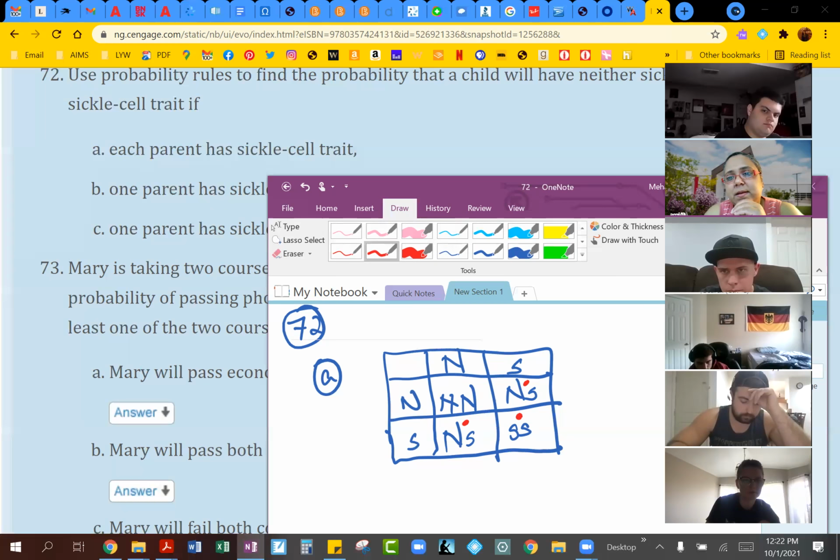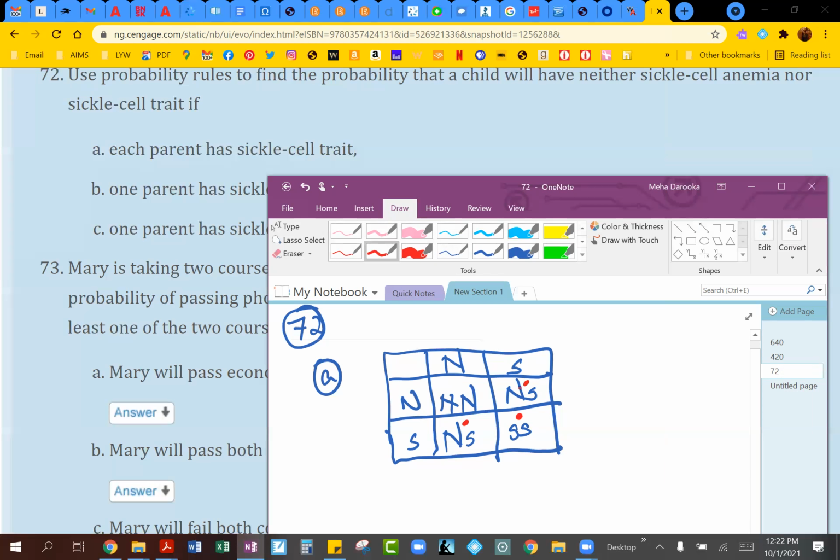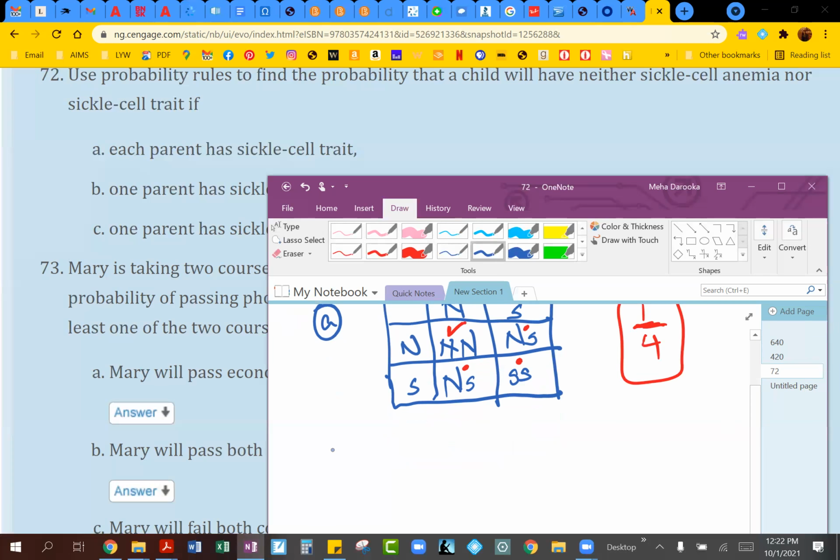One out of four. Yeah, 1 out of 4, right? Because we are saying they shouldn't have the disease and they shouldn't be a carrier either. So you can see the only category that satisfies is the NN combination, because that is where the child is not a carrier or has the disease. So you can do it, again, kind of like we did Venn diagrams, use this little Punnett square to help you come up with the possibilities.